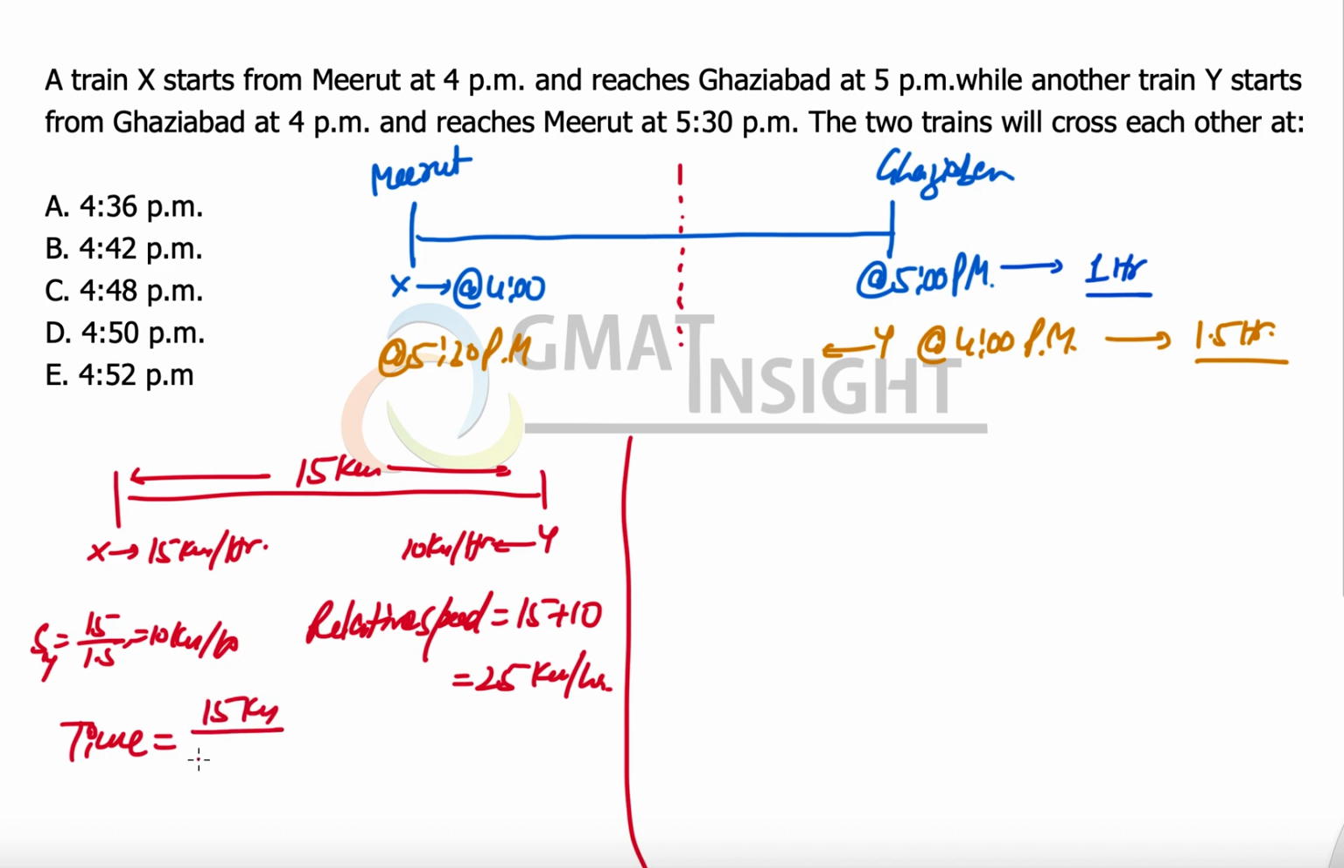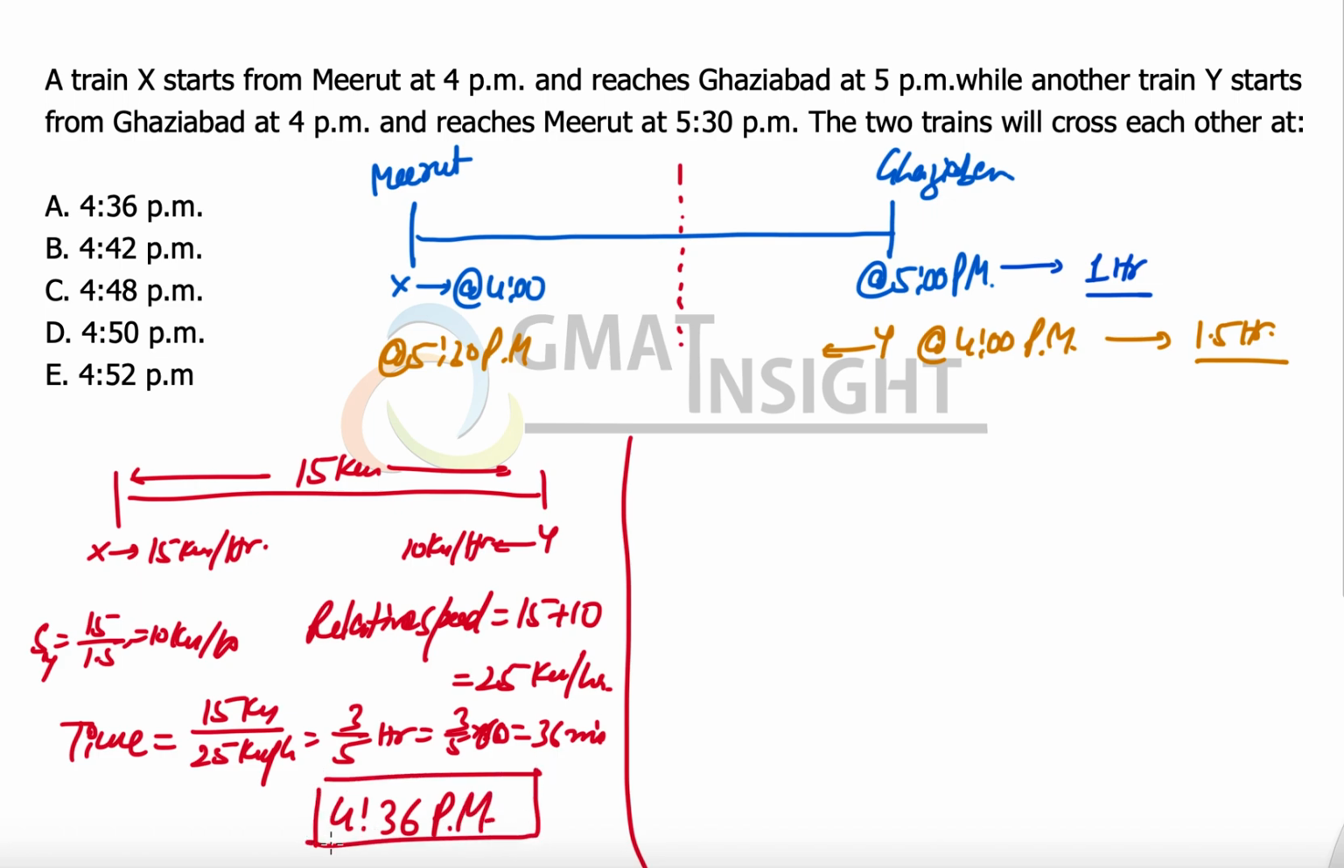So 15 kilometers needs to be traveled at a relative speed of 25 kilometers per hour. So that gives us a time that is 3 over 5 hours. 3 over 5 hours can be converted into minutes by multiplying it by 60. So it becomes 36 minutes. So 36 minutes after 4 p.m. the time becomes 4:36 p.m. So that will be the time at which the two trains will cross each other. That is method number 1. This is what I prefer because it gives exact clarity about this question.